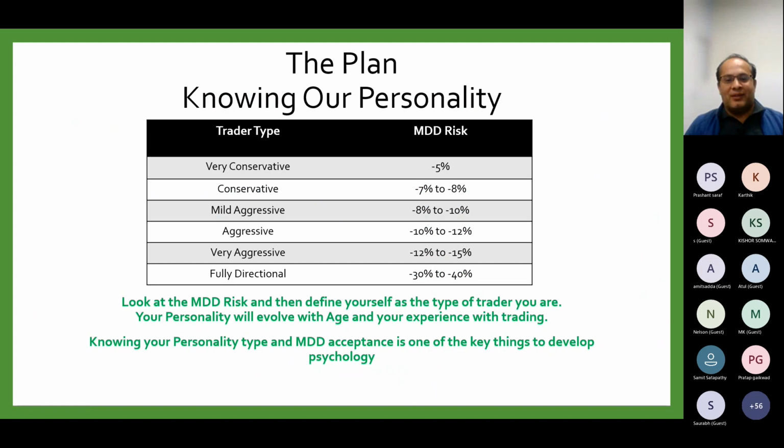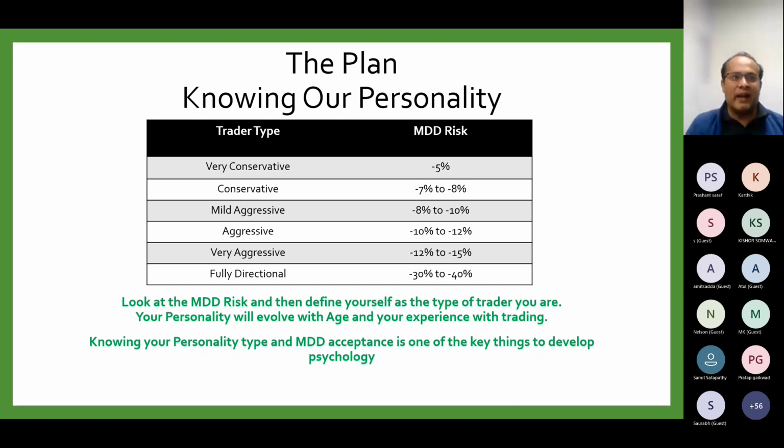Then comes a plan. We talked about these aspects of psychology. Now, what is the plan? How do we build our psychology? The first and foremost thing is to know our personality. We have to know what kind of traders we are. The moment we know that, then we can plan towards all the strengths, the positive and the negative emotions, balance them out and work it out in a plan.